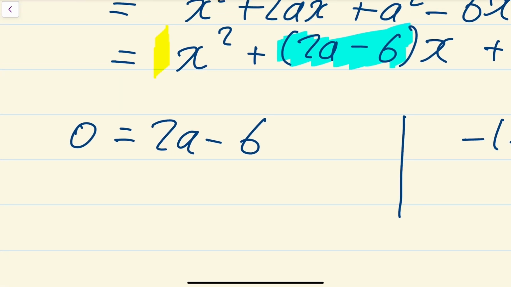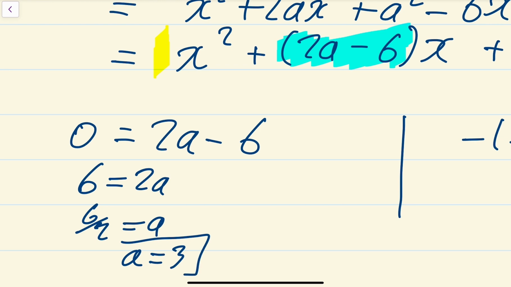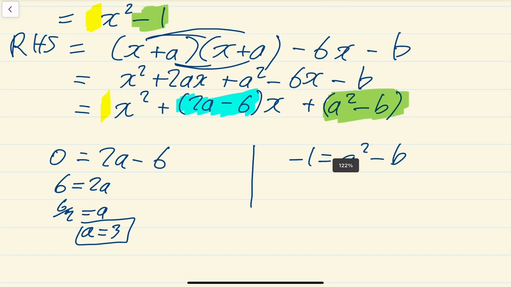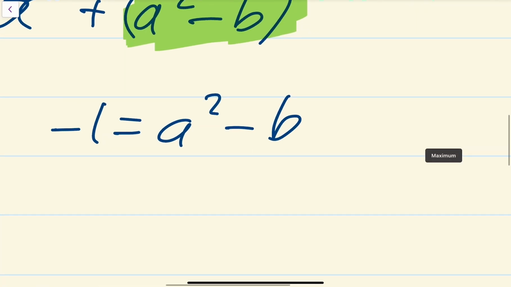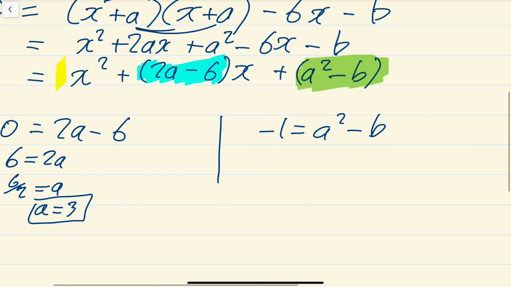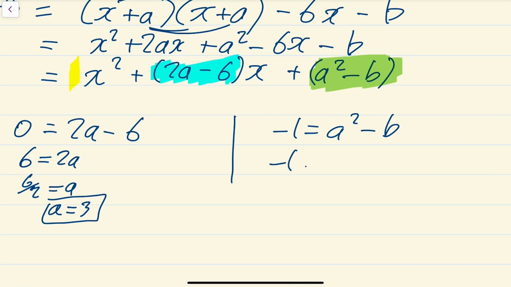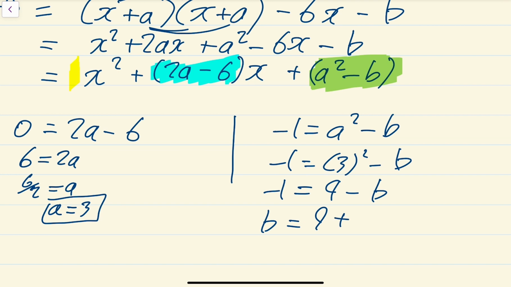So let's zoom in on this bit here. 0 equals 2a minus 6. Bring the 6 across. 6 equals 2a, which means 6 divided by 2 is equal to a. So your a is equal to 3. Now what we can do is put a equal to 3 into this thing here. So this now just becomes minus 1 is equal to 3 squared minus b. Let's tidy that up. That's minus 1 is equal to 9 minus b. I'll bring the minus b across, it will become plus. I'll bring the minus 1 across, it will become plus. So b is equal to 10.